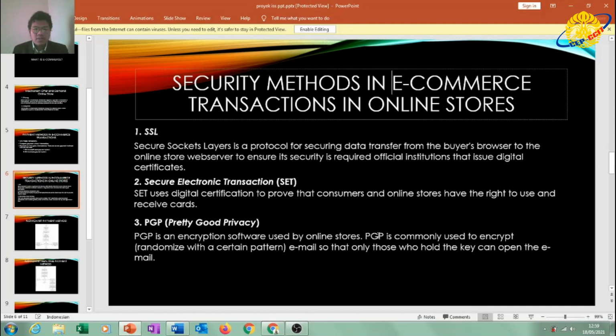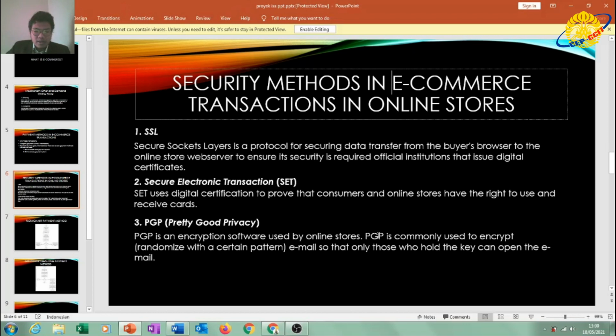For the second method, we can use Secure Electronic Transaction, or SET. SET uses a digital certificate to prove that the consumer and the online store have the right to use and receive the card. If we pay with a card, SET will prove that the consumer and the online store have the right to use the card.